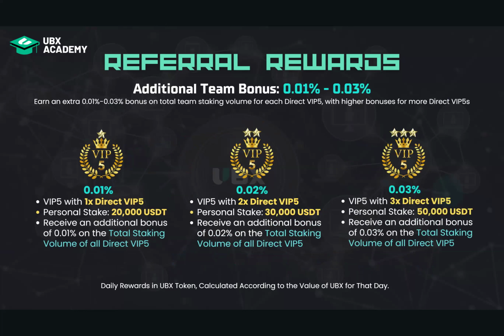So the third one is the VIP 5 plus plus plus, or 3-star. The benefit is 0.03%. So VIP with 3 times direct VIP 5. Personal staking minimum is 50,000 USDT. So receive an additional bonus of 0.03% for the total staking volume for all the direct V5.